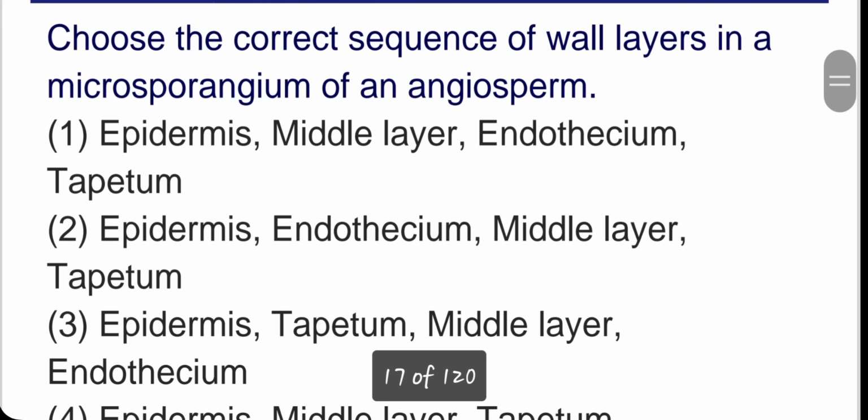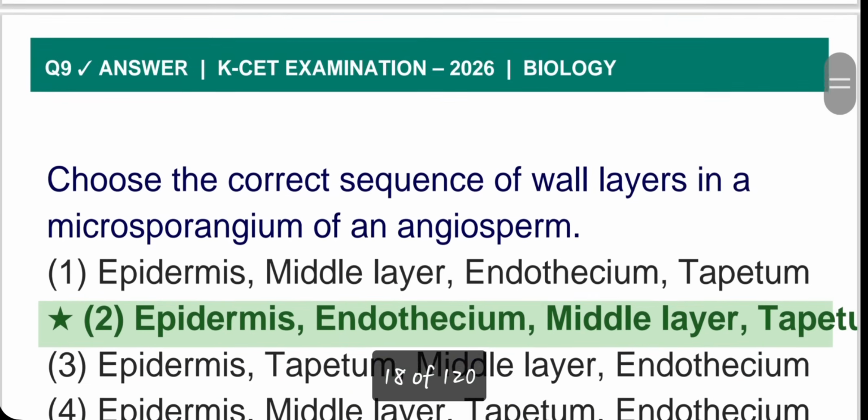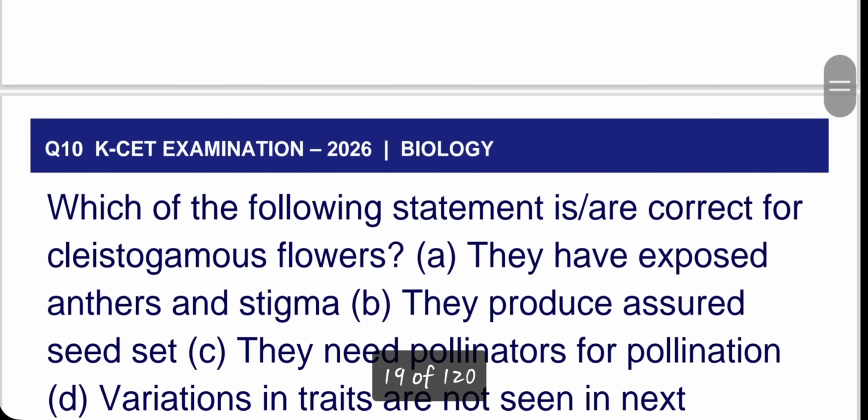Choose the correct sequence of wall layers in the microsporangium of an angiosperm. The options given: epidermis, middle layer, endothelium, tapetum. It should be epidermis, endothelium, middle layer, and tapetum. The second option is the correct one.